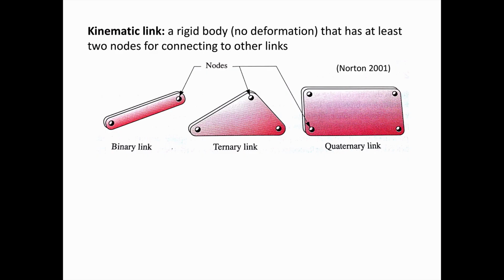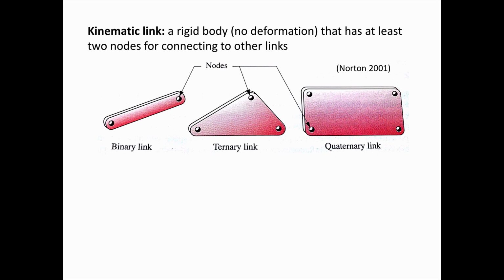Okay, next topic we're going to introduce is these concepts of kinematic chains and mechanisms. First, a kinematic link is a rigid body, meaning it's something that we assume does not deform, that has at least two nodes that we can connect to other links. So here we have links with 2, 3, and 4 nodes. And of course, this assumption that there's no deformation, that's a very ideal assumption.